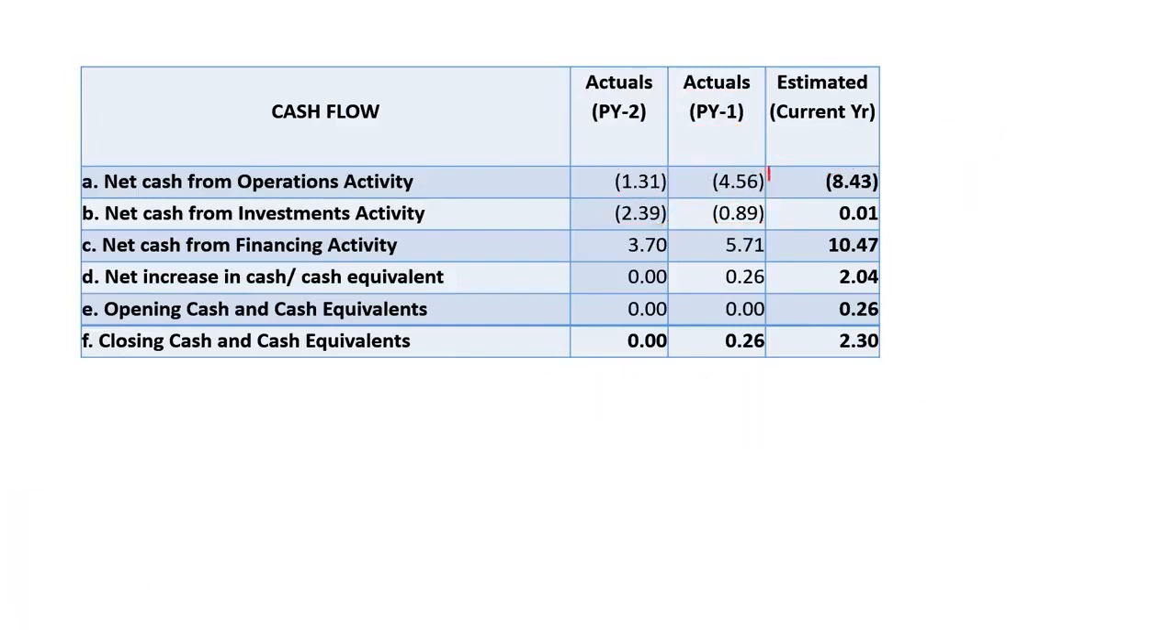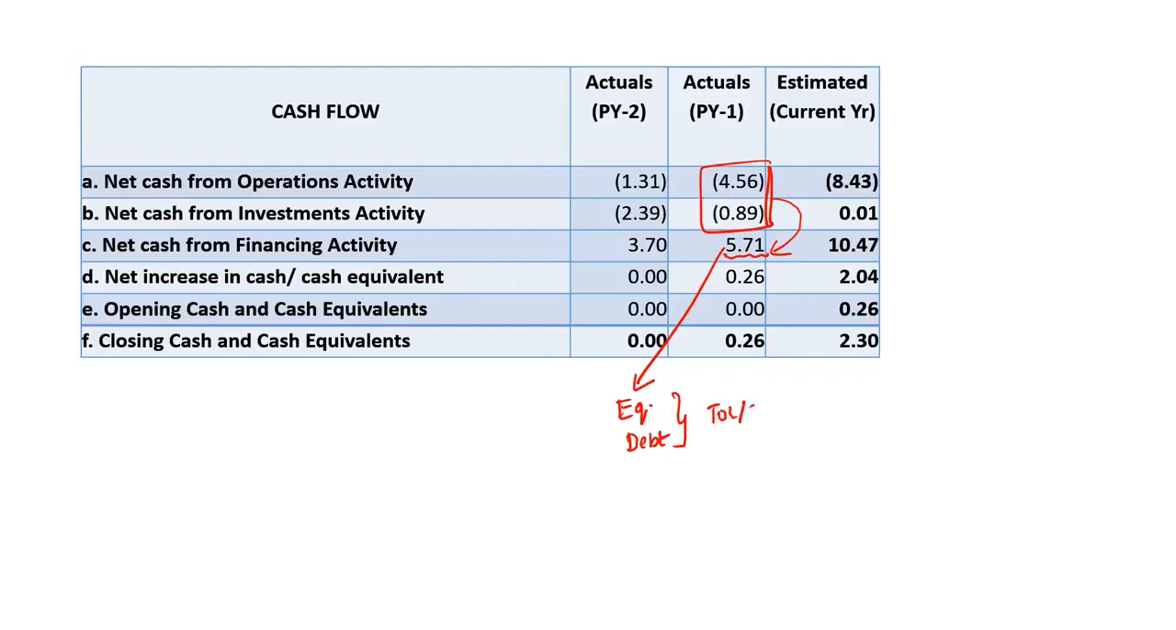Then, they have negative cash flows in these two areas, and how did they get funds for all this? They got funds through financing activity. It means they have mobilized funds. So this 5.71 crore should be studied. How much had come from equity? How much had come from debt? So what is the proportion?